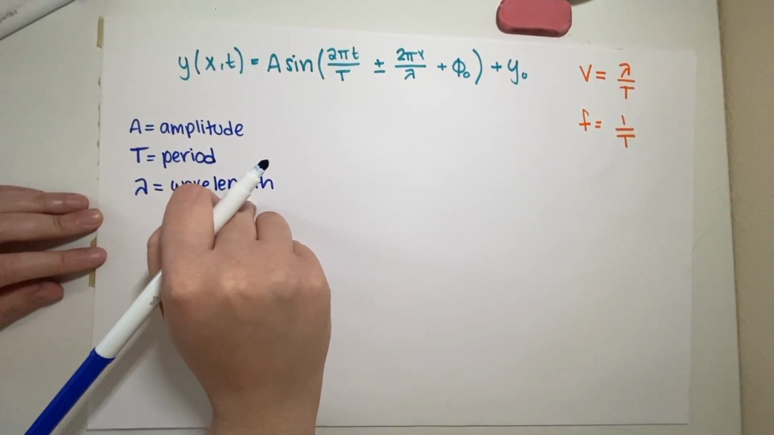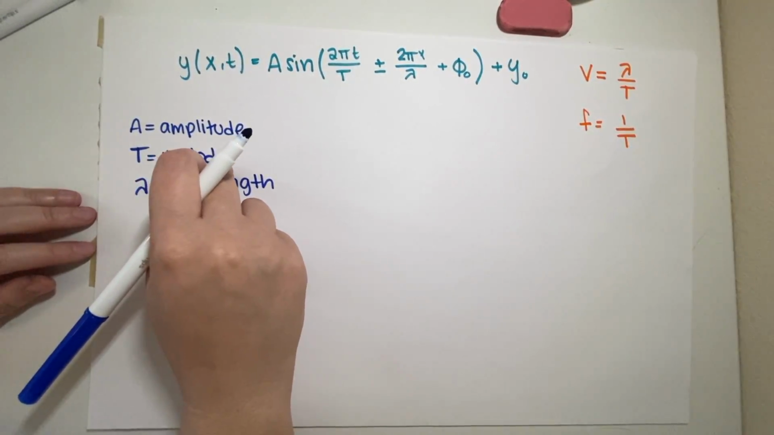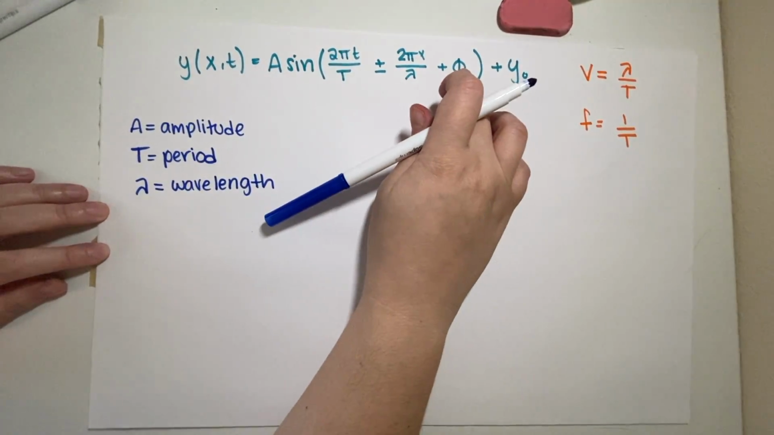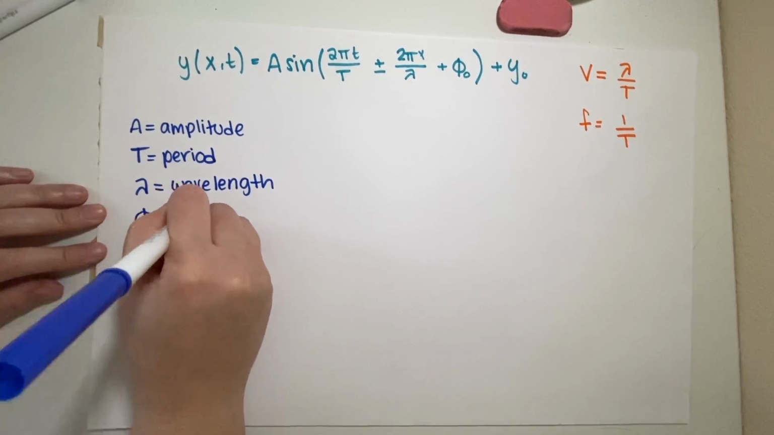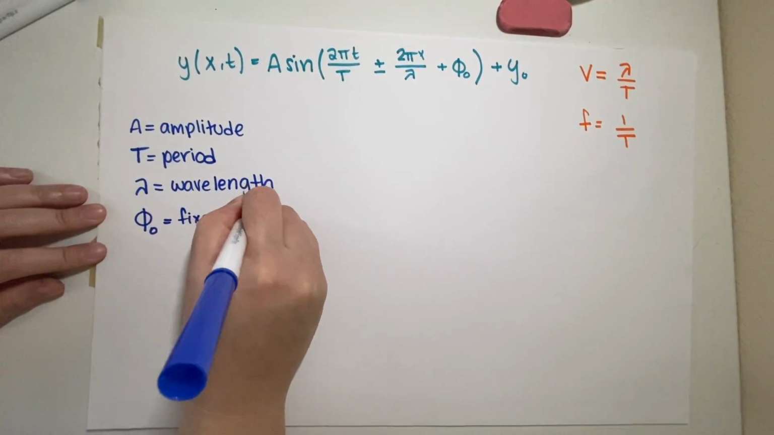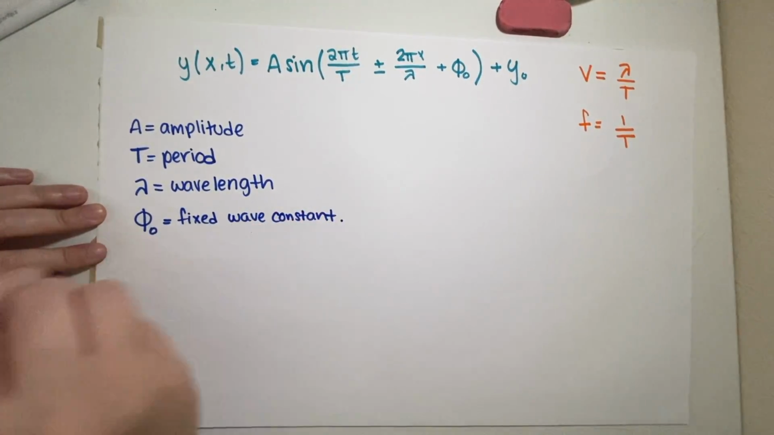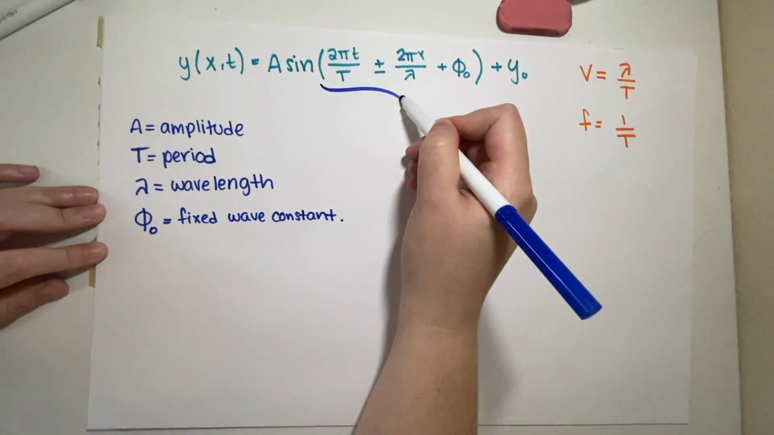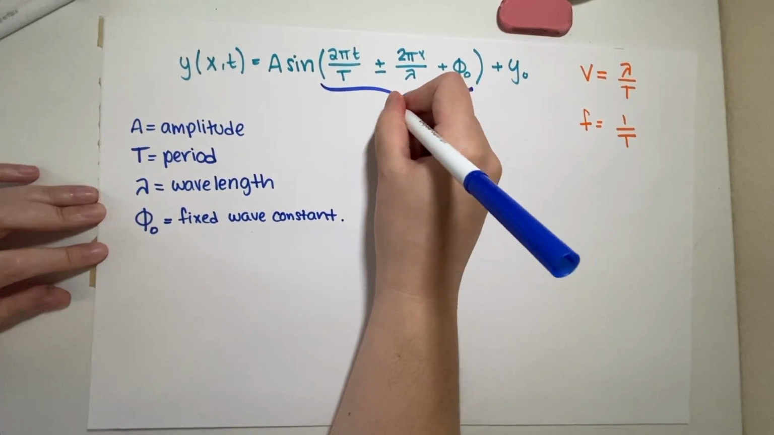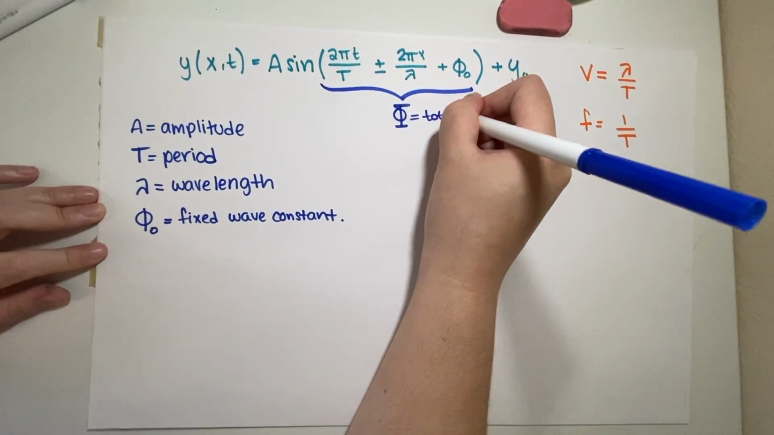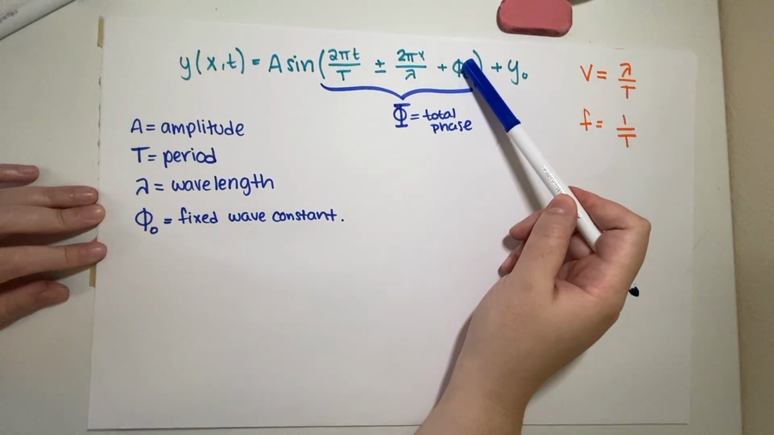The wavelength is the physical equivalent of a period, and I will be talking a little bit more about this in a second. This thing here is called a fixed wave constant, not to be confused with the total phase. So if you add this plus this plus this, you get the total phase. And the total phase is different from the fixed wave constant.